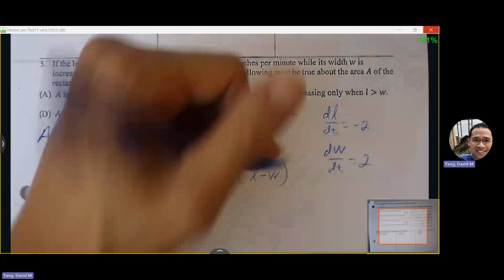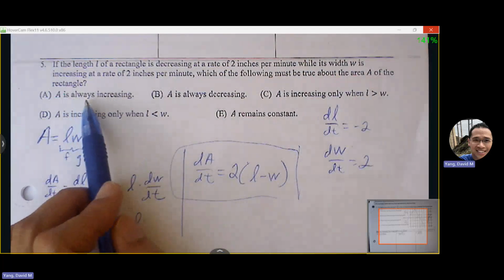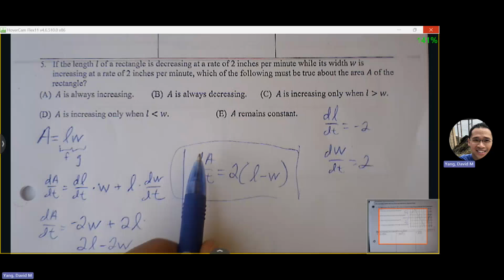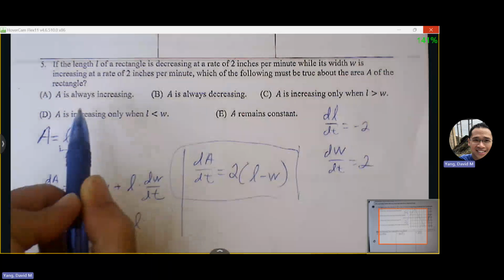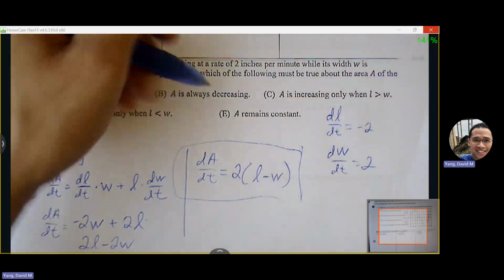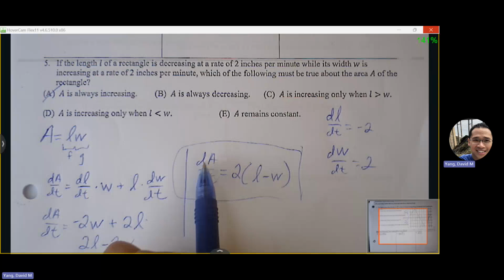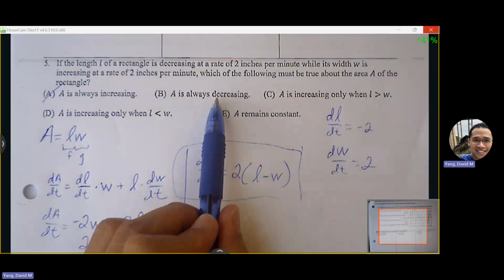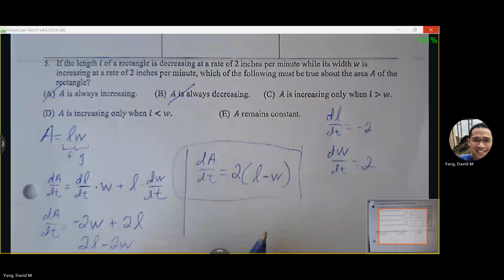So now if we have this in front of us, we can go down the list and see which one is going to make sense. A is always increasing. Well, that means dA/dt is always positive, which may not be true, because if W is greater than L, then we're going to get a negative dA/dt, and that would cancel this possibility out. A is always decreasing. That's not always true either, because if L is greater than W, then my dA/dt is positive, and A is decreasing would be dA/dt negative, and that's not always true.